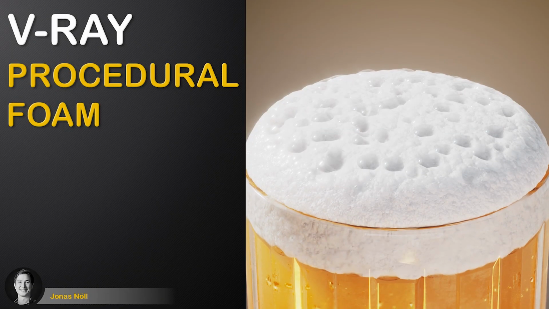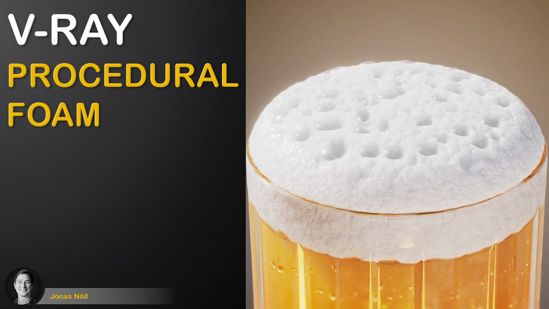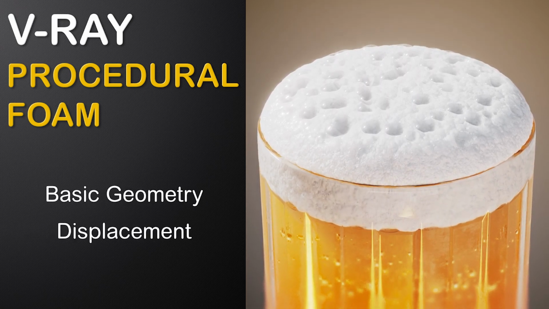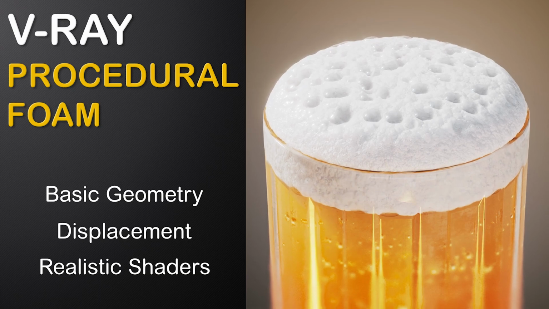In this tutorial we will create foam for this beer glass. For this we will start simple by creating basic geometry, then add details using procedural displacement, and finally build realistic shaders for foam and bubbles.